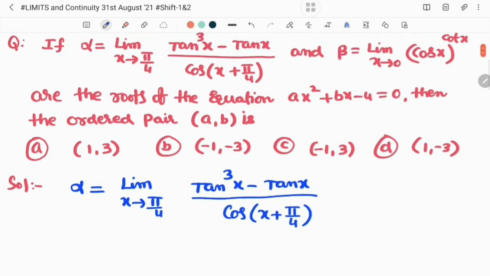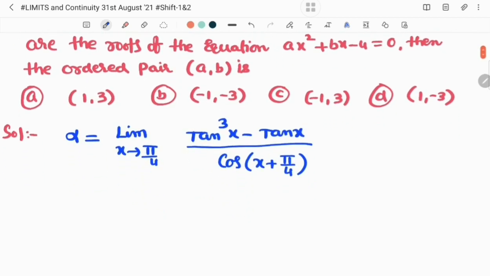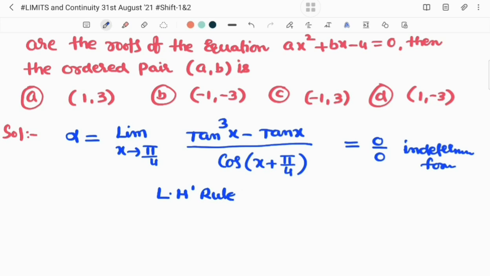If you substitute x equal to pi by 4 in this limit, tan pi by 4 is 1, so 1 minus 1 is 0, and cos of (pi by 4 plus pi by 4) is cos 90, which is 0. So we get 0 by 0, an indeterminate form. Whenever we reach an indeterminate form, you have to apply L'Hospital rule. You know that we already discussed limits and continuity completely in one session.